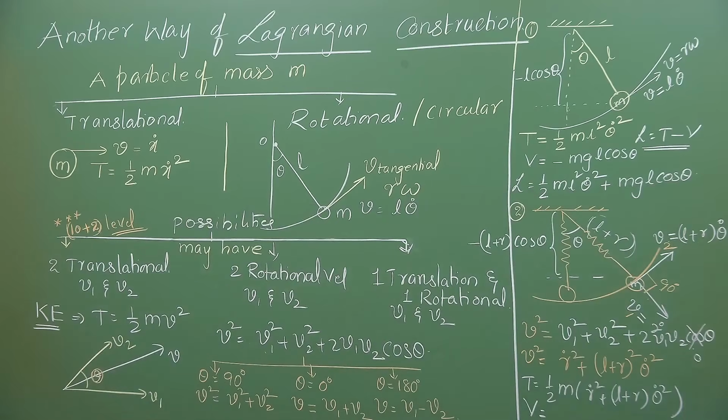So we have taken a combination of translational and rotational: 2 translational, 2 rotational, or 1 translational, 1 rotational. Other than that, there will be no other option. So let it be V1 and V2, and the resultant is V1 square plus V2 square plus 2 V1 V2 cos theta.